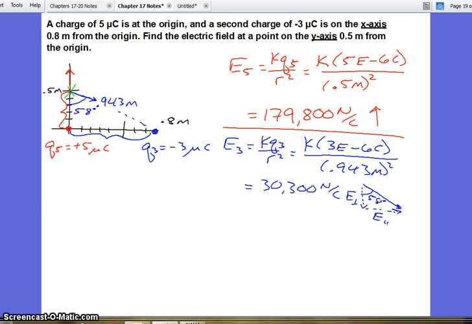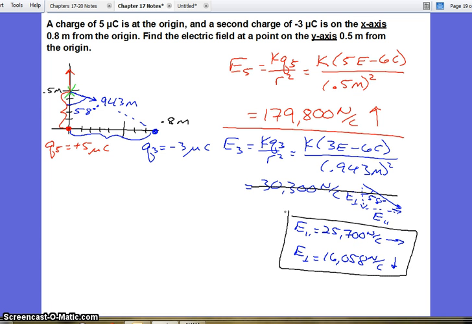So let's go back here and write down those two components. The parallel was 25,700 newtons per coulomb to the right, and the perpendicular component was 16,058 newtons per coulomb, and that was down. Now we are actually going to replace this one, never use it again, with its two components. So now we have three different vectors. We have the two components from the -3 microcoulomb charge, and we have the one electric field from the 5.